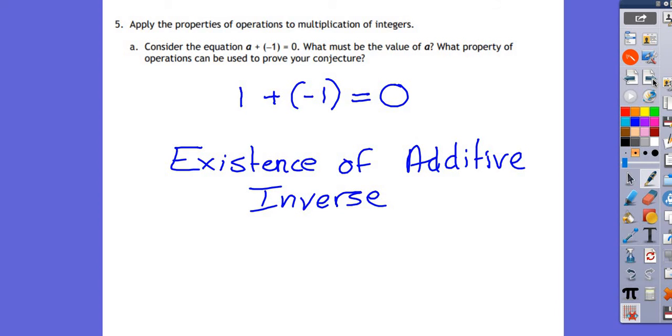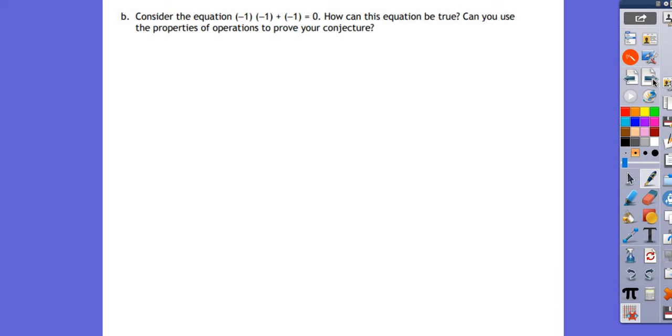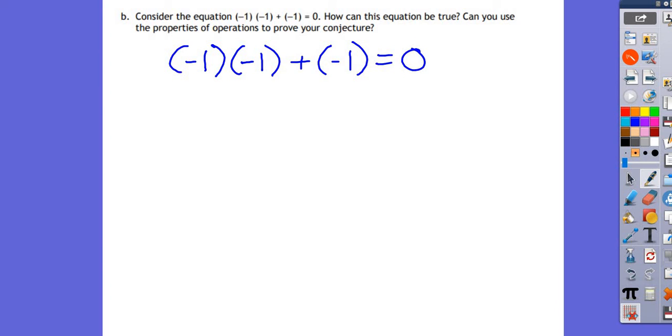Okay, let's look at B. B says consider the equation -1 times -1 plus a -1, and they said that's going to equal 0. And they want to know how that can be true. Well, using order of operations, I have to do parentheses, but there's no work inside of the parentheses to do. Then exponents, I don't see exponents. Then multiplication and division, do I have any? Yes, so I do that first.